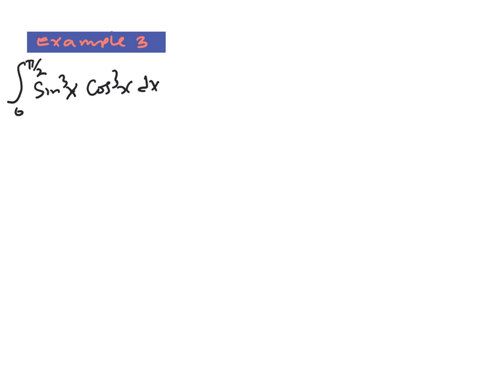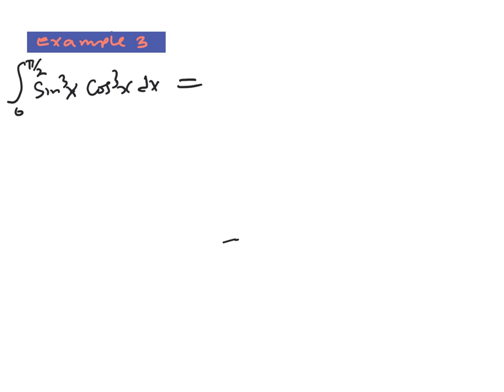Look at example 3. They want us to integrate sine cubed x cos cubed x dx. So still here there are two ways of going about it, but let me use odd powers, a product of odd powers. Here let me change cosine in terms of sines.